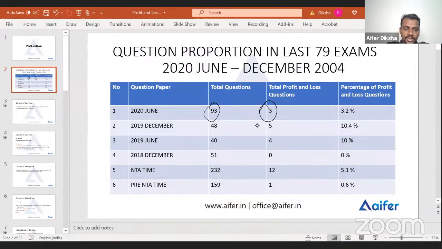In 2019 December, out of 48, we have 5 questions. So around 3.2% in the last term, and 2019 December 10%, then also 10%. Before that, there were 0 questions. So around 5% of the questions in the entire time are from profit and loss. So that's it, I'm not spending much time. And finally, moving to the topic we are going to discuss now.